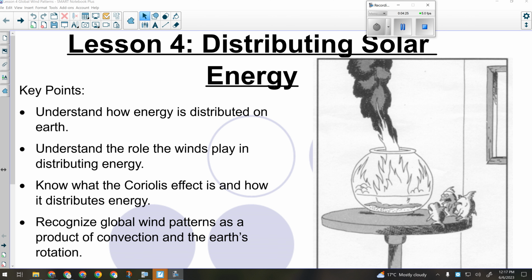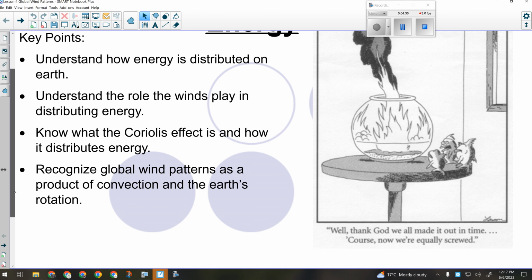All right, is that making some sense? So we're going to look at the role that winds play in distributing energy. Kind of talked about that. That's the latent heat, and the movement of sensible heat as well. We're going to talk about this thing, the Coriolis effect. I'll show you a demo of that.